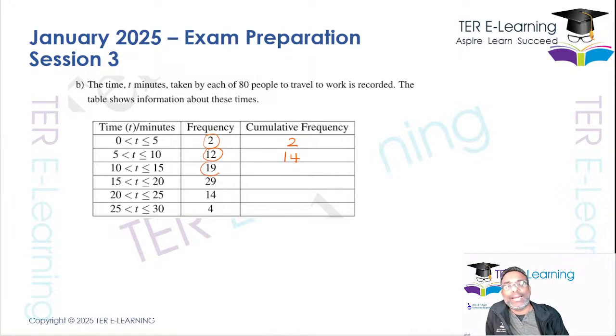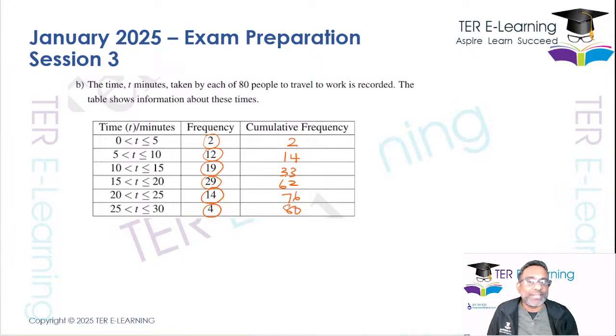Then I'm going to add 19 more, right? That is going to be 33, right? Then we're going to add 29, so that's 33 plus 29. You're going to get 62. Then we're going to add 14 for the next row, so plus 14, you're going to get 76. And then we're going to add 4 to the last row, and you're going to get 80, right?